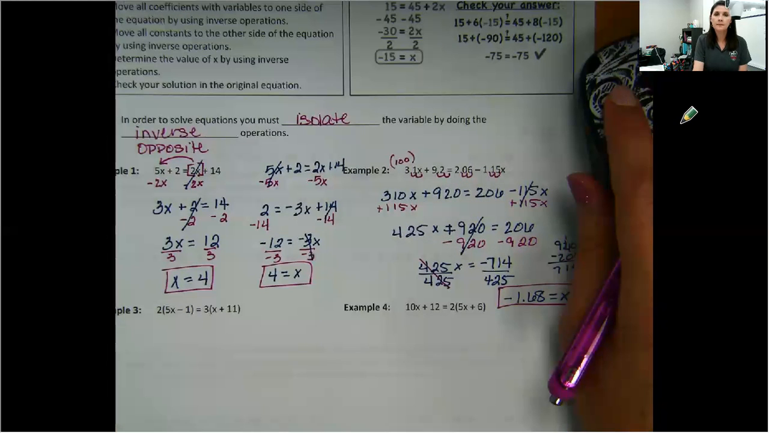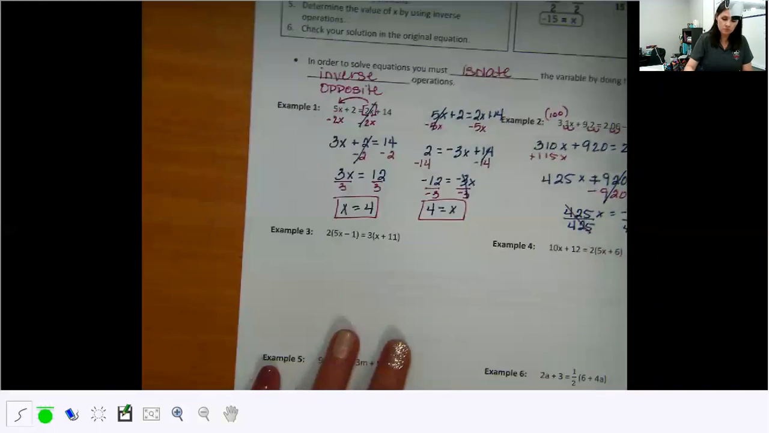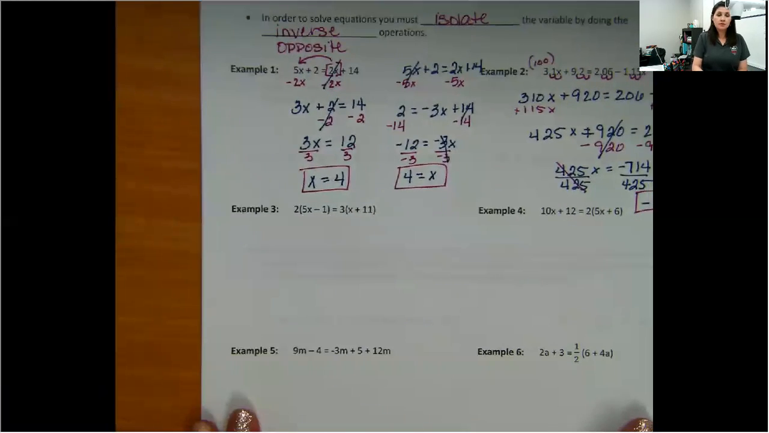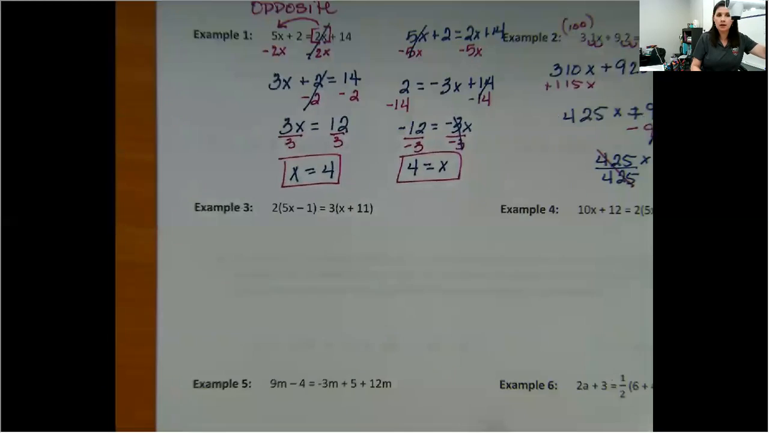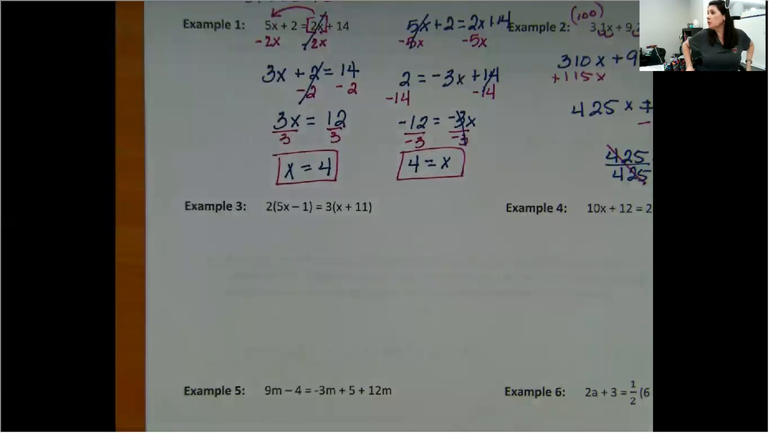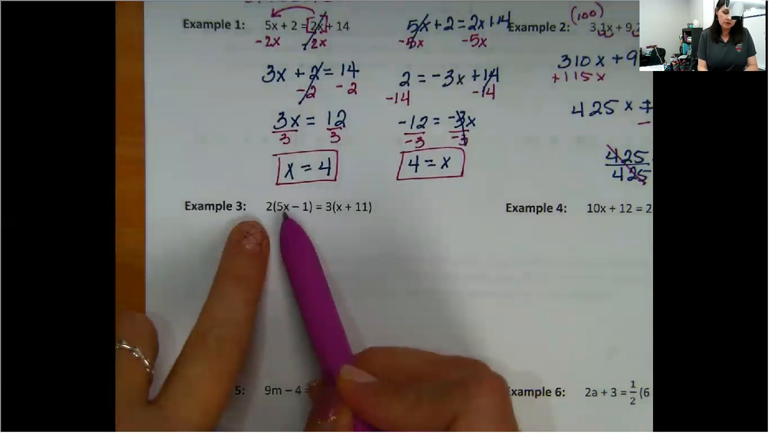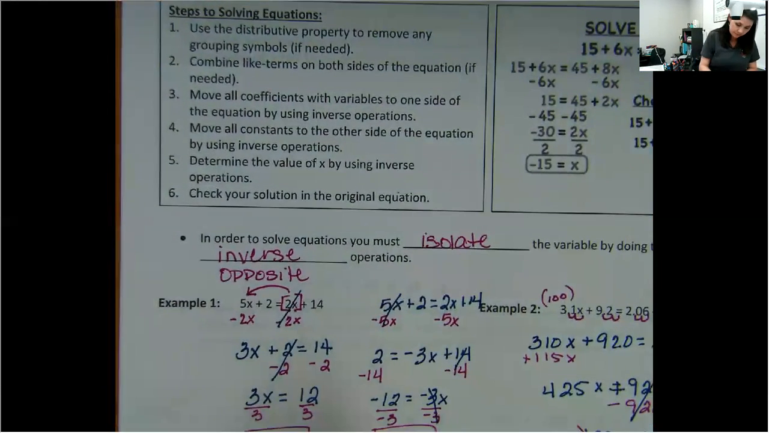Okay. Now we're going to move on to example 3. This one has grouping symbols. So I am going to distribute first. So I want you all to distribute. You're going to distribute your 2 first, and then distribute your 3. And you're going to rewrite your equation, and then you're going to check your answer when you're done. So just do that first step.